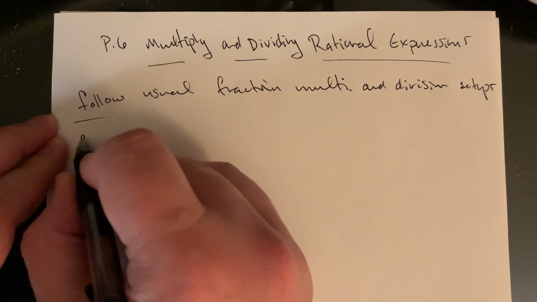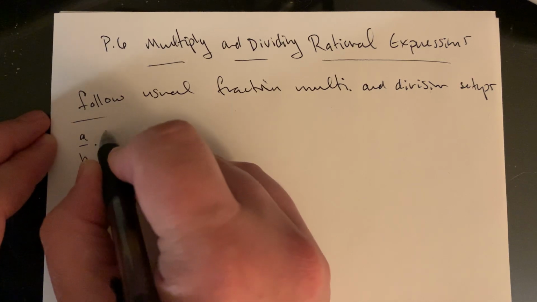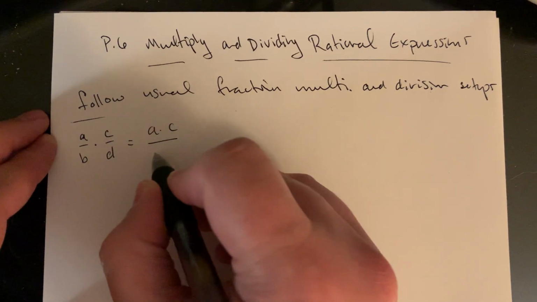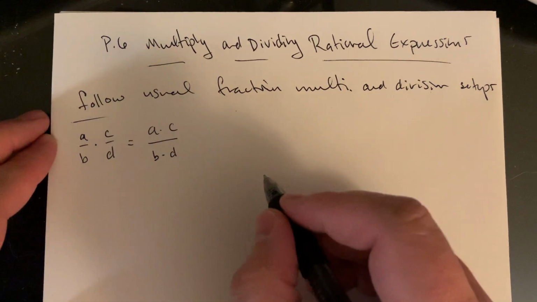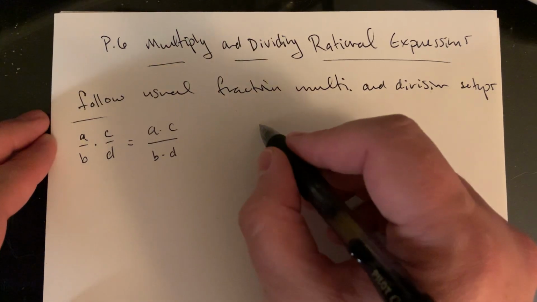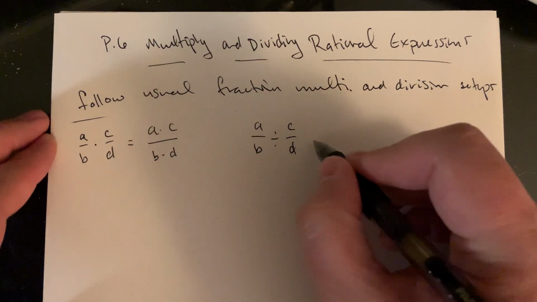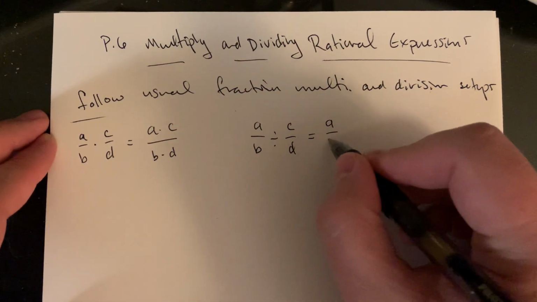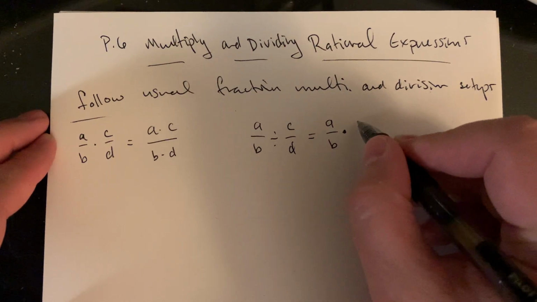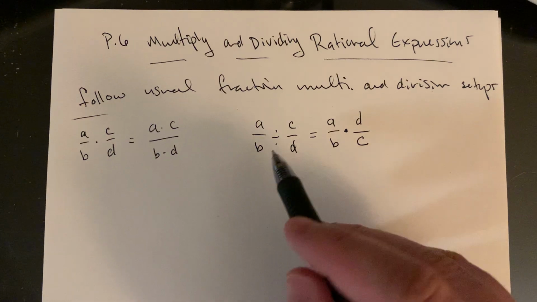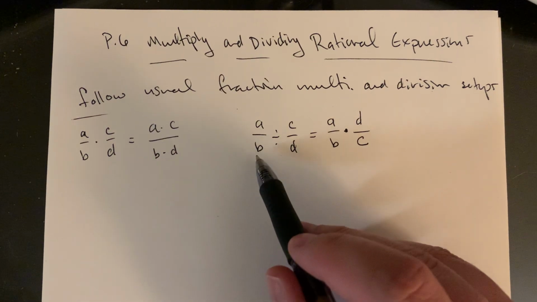So that means, if I've got a over b times c over d, I'm essentially just multiplying the top two together and the bottom two together. If I'm going to do a division, a over b divided by c over d, we do this keep, change, flip, as it's sometimes explained, where you keep the first one the same, keep the first fraction the same.